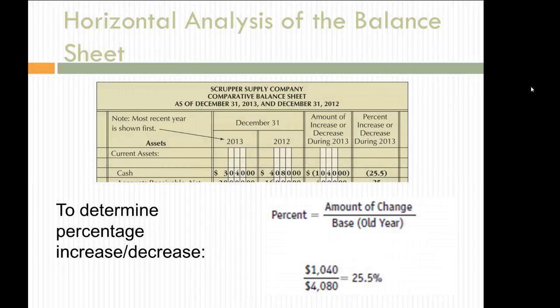To determine the percentage, you take the amount of the change and divide it by the dollar amount from the old year. For example, the ending balance in cash was $4,080 in 2012 and $3,040 in 2013. That's a decrease of $1,040. To determine the percentage, take the amount of the change, which is $1,040, and divide it by the amount from the old year, which was $4,080. This results in 25.5%.